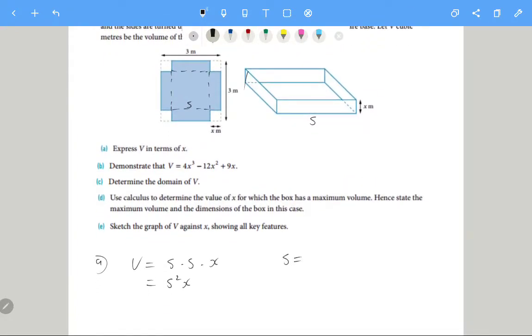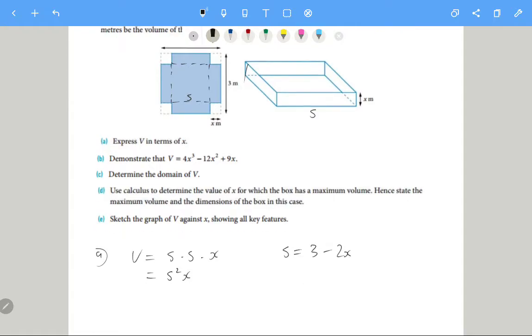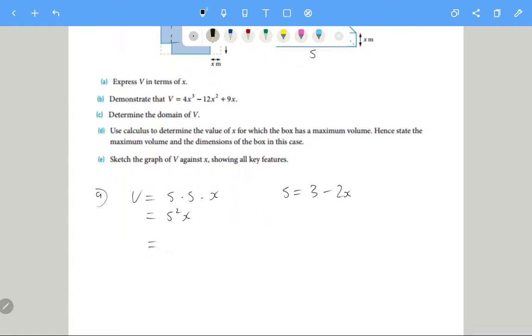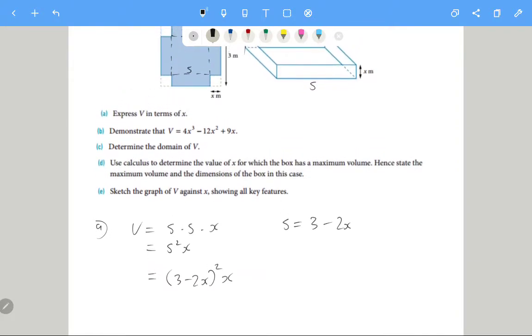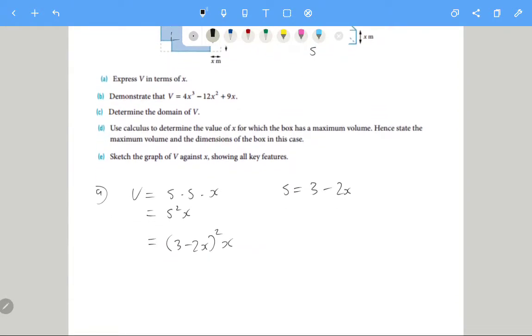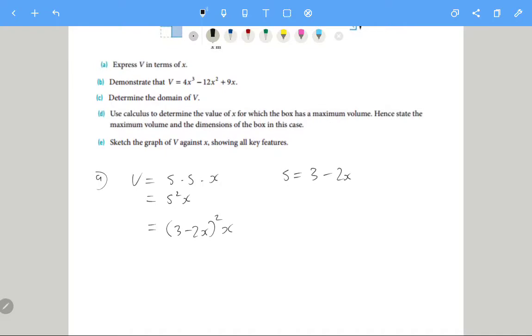Well, since the whole length is equal to 3 meters, and we're taking off 2 lots of x, it's 3 minus 2x. So now we can substitute that in here, and we get (3 minus 2x) squared times x. Now it may be useful to leave it in the factorized form for later. However, we're going to be doing calculus in a moment, and so best to expand out these brackets.